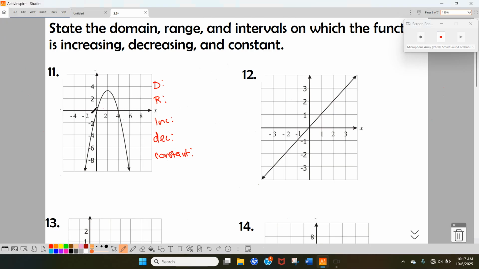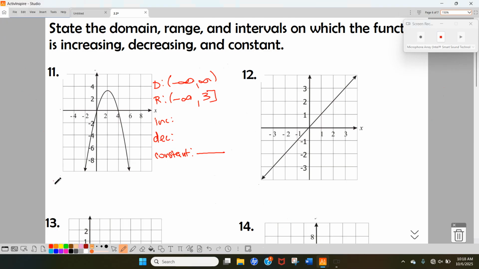So left, right is all real numbers. Range is bottom to top. So bottom is negative infinity and it tops out at 3. Increasing, if you trace the picture, it goes up and then it goes down. So this function is increasing and then it is decreasing. So for constant, you will write none or just draw a line. Don't leave it blank on a test, like write none or draw a line saying there's nothing there, not applicable, something.